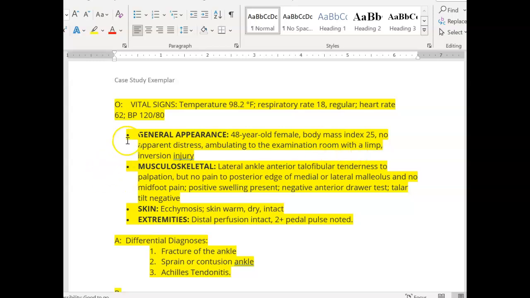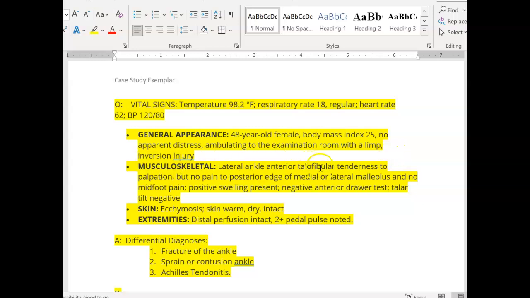Okay, a focused exam of the things I wanted to examine. So if you felt like there was a reason you needed to do the abdominal exam, then okay, write what you think that could look like. So general appearance, a 48-year-old female with a body mass index of 25, no apparent distress, ambulating into the exam room with a limp from an inversion injury.